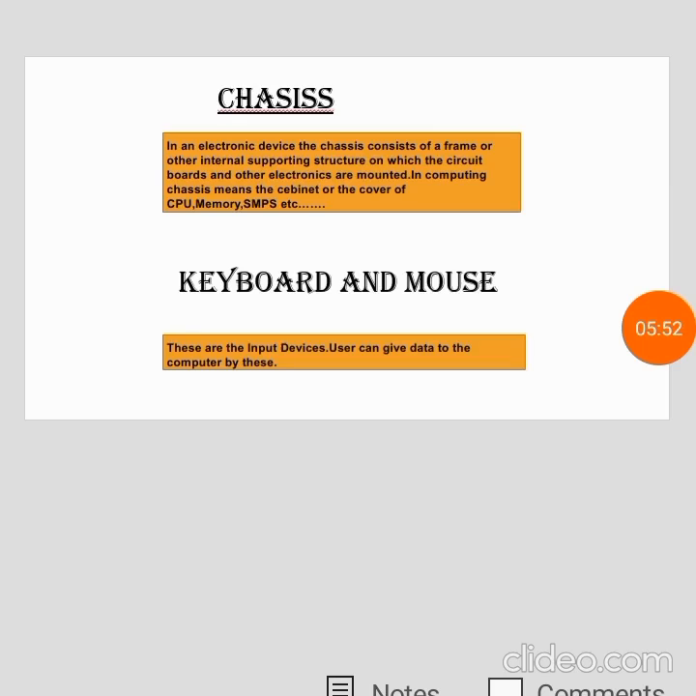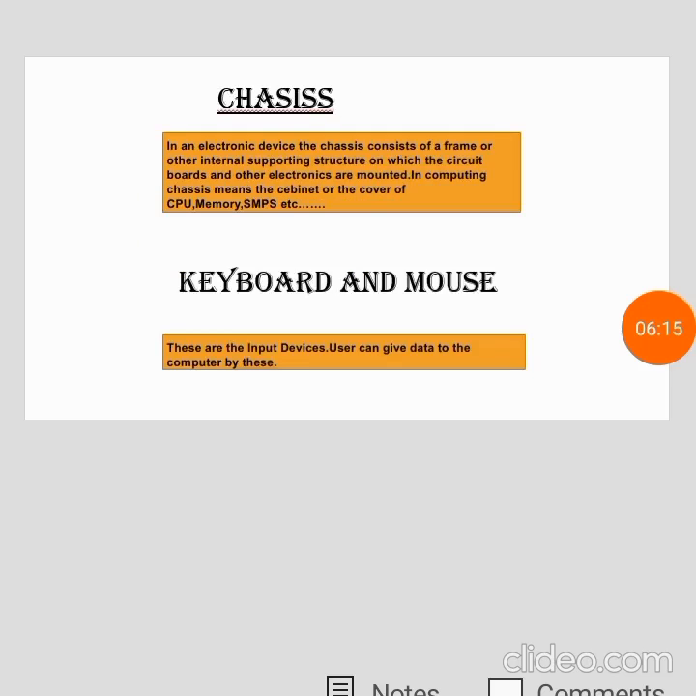So the next is chassis. In an electronic device, the chassis consists of a frame or other supporting structure on which the circuit boards and the other electronics are mounted. In computing, chassis means the cabinet or the cover of the CPU, memory, SMPS, etc.